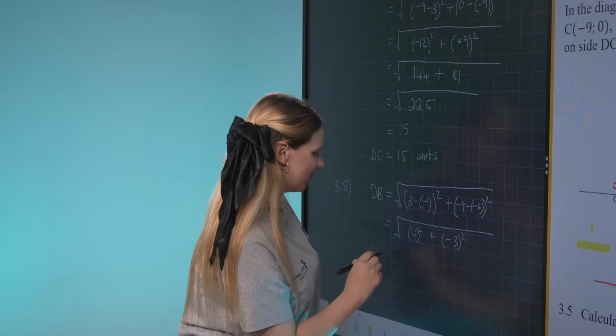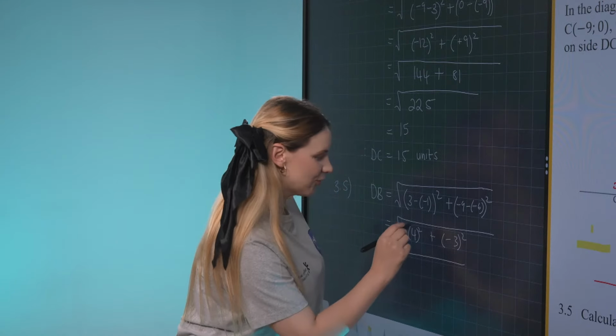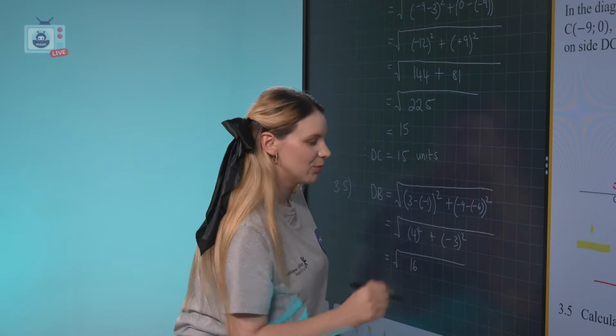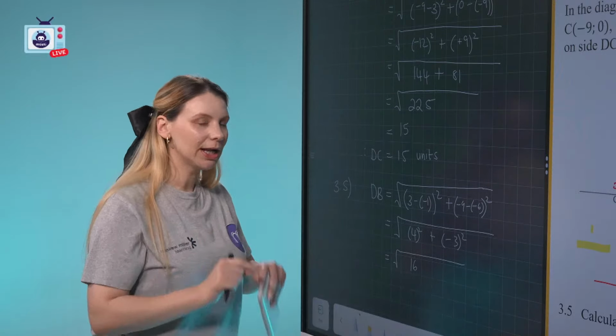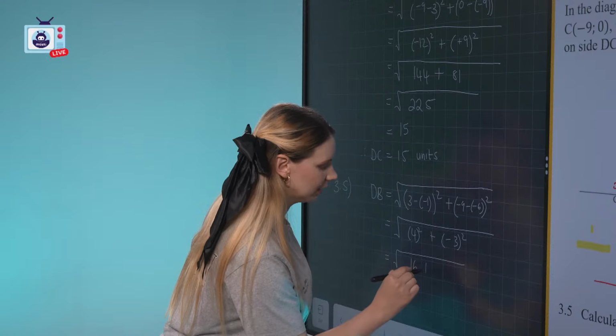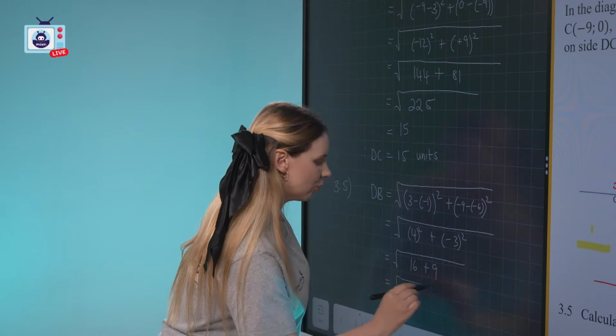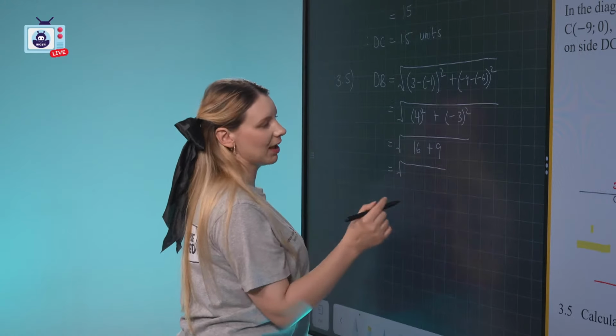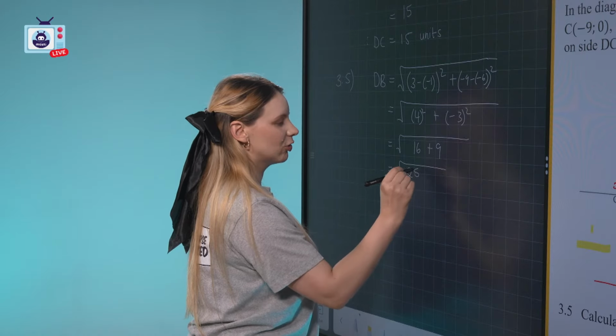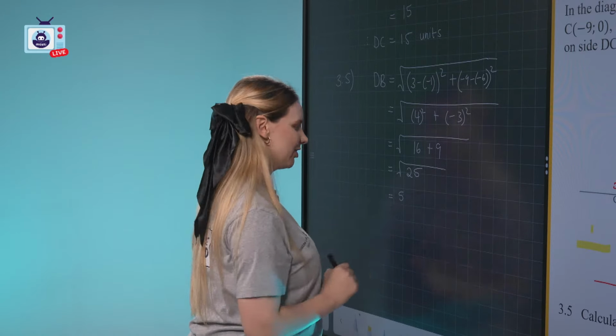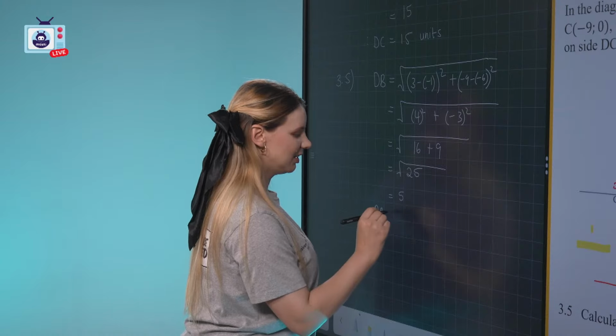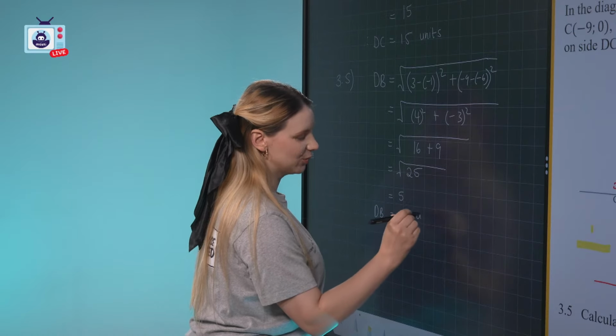And we are going to square that. So we've got 4 squared, which is 16. And then we've got -3. And remember, we're squaring -3, so it's going to become +9. The square root of 16 plus 9, that is the square root of 25, which we all know is 5. So DB is equal to 5 units.